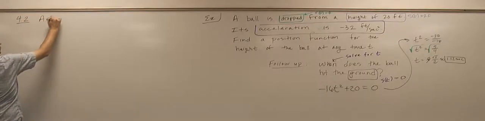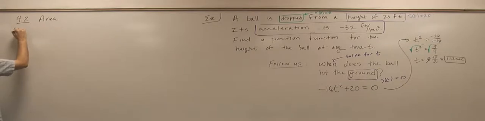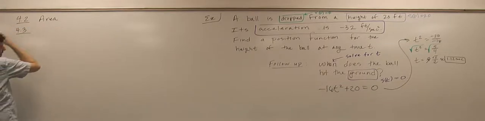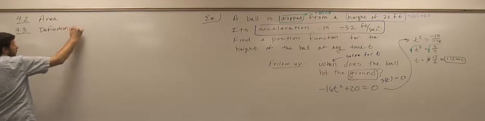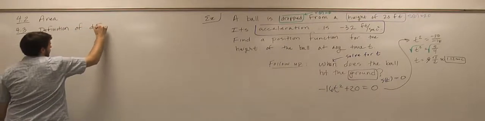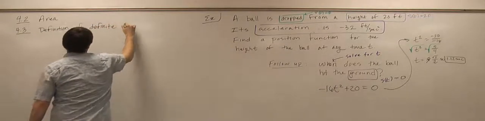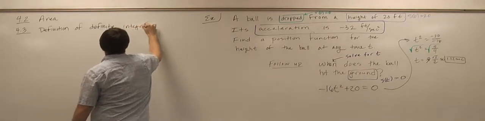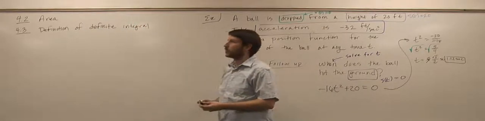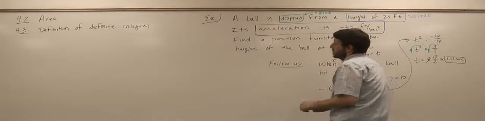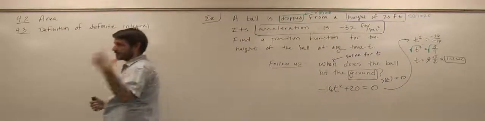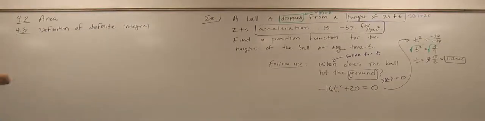4.2 is about area under the curve. And 4.3 is about the definition of the definite integral. If you remember, we talked about the indefinite integral in 4.1. The indefinite integral was just this antiderivative idea. The indefinite integral means you take the antiderivative and add c.